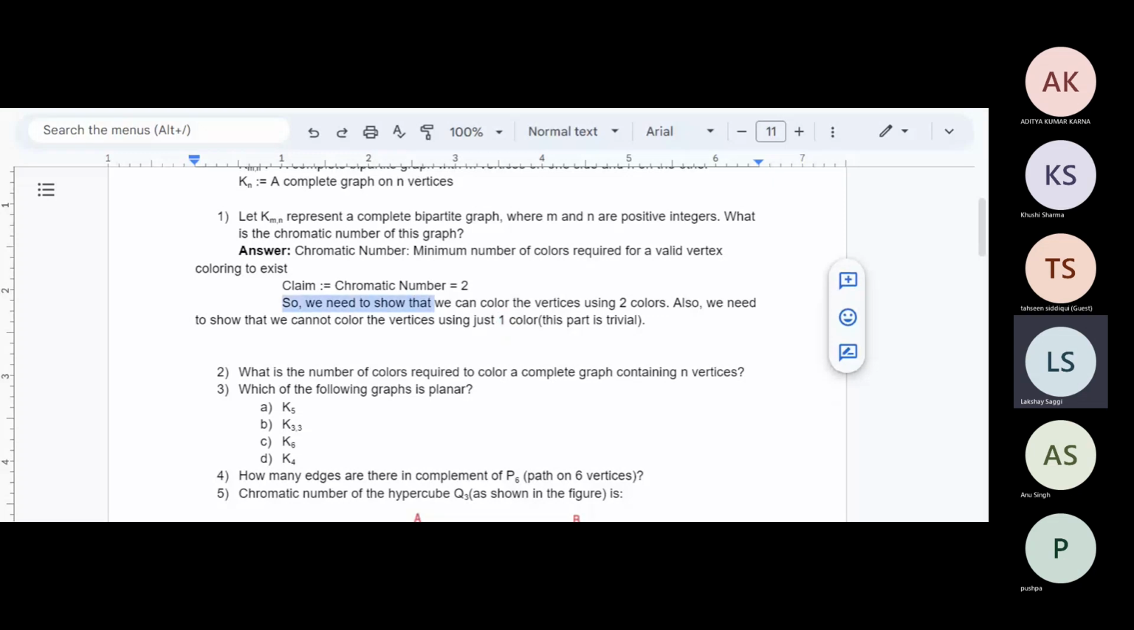So the main part which we need to show is that we can color this graph using two colors. We need to show that we can color the vertices of this K_{m,n} graph using two colors, such that it's a valid coloring. Note that this K_{m,n} is a complete bipartite graph. So any ideas, guys? I think it's fairly straightforward. I believe you guys can answer this question. Can you show that we can color this K_{m,n} using just two colors?